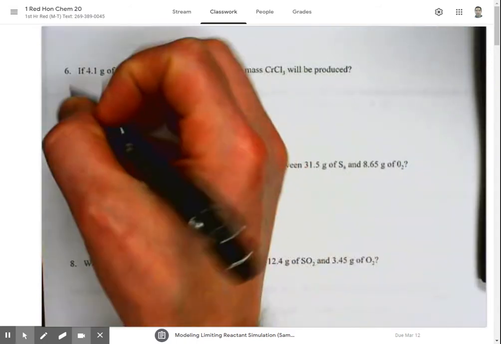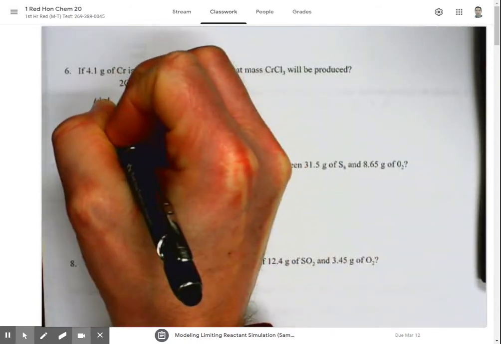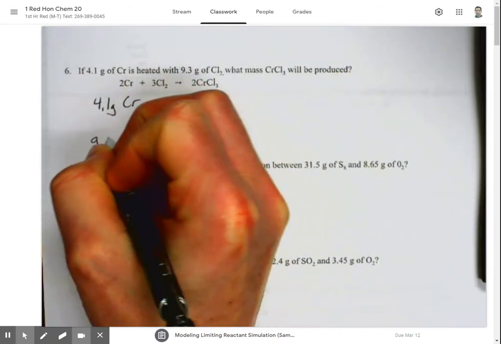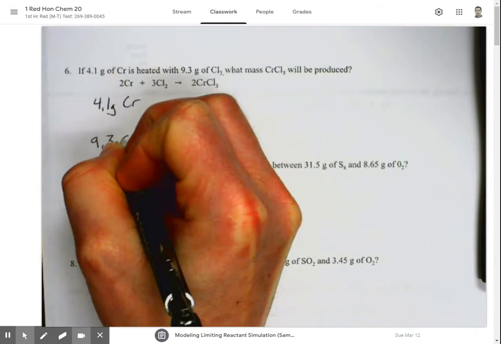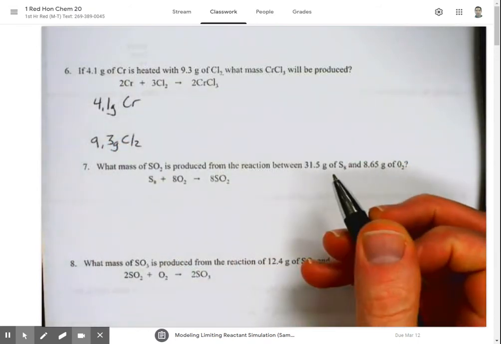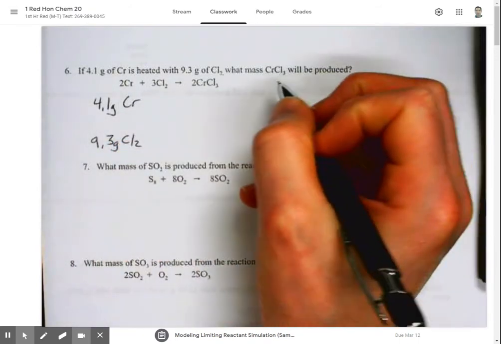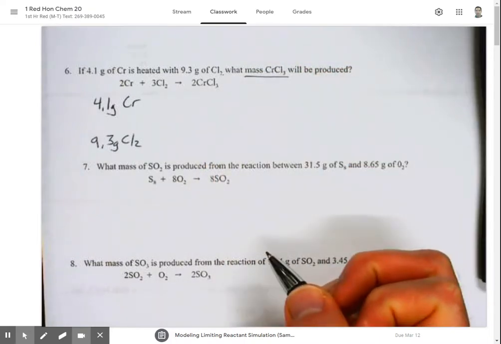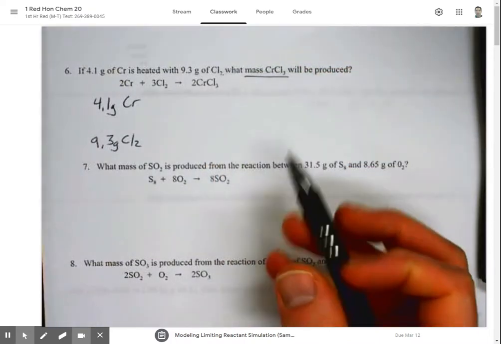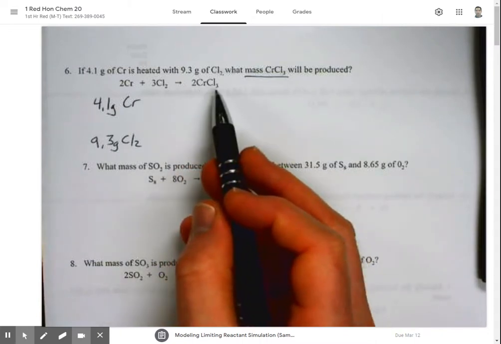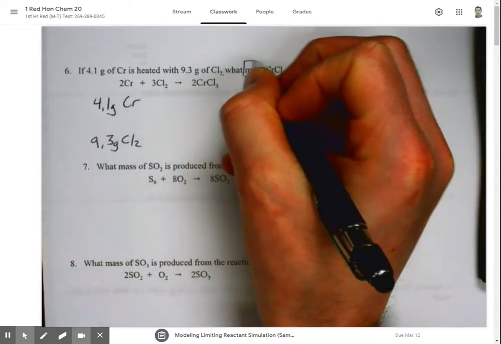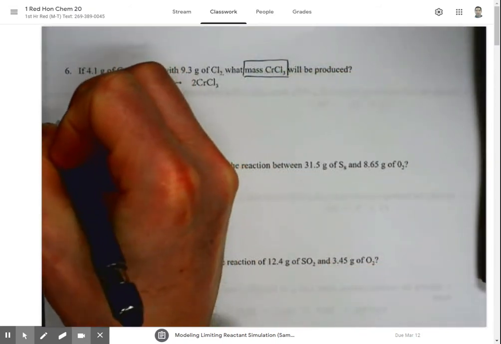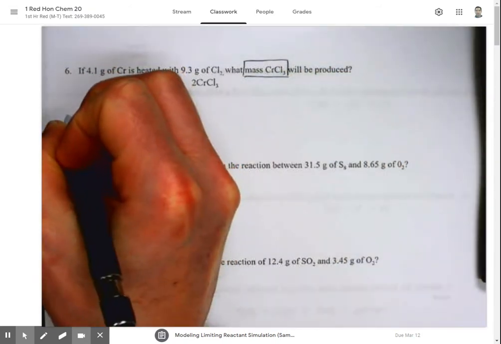So we're going to begin with our amounts of each: 4.1 grams of chromium and separately 9.3 grams of chlorine. Now it's our job to turn both of these reactants and calculate how much product can be produced. If there's more than one product, here there's only one, but if there's more than one, make the product that they want to know about. So we're going to make both of these into grams of CrCl3.